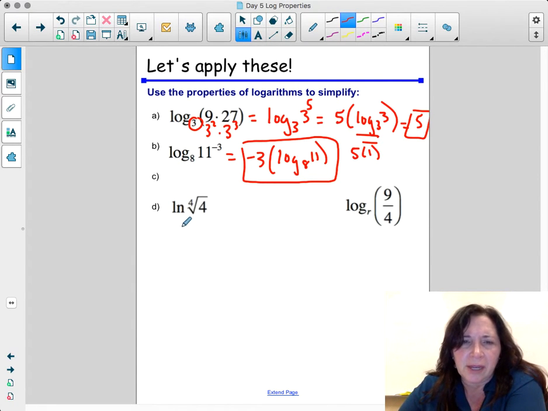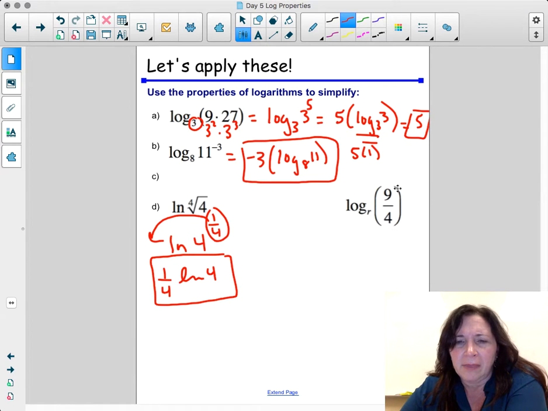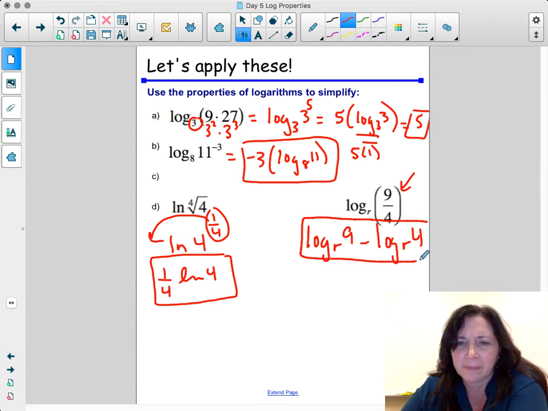So this one right here, rewriting that's ln, natural log, of 4 to the 1/4 power. Well, remember, this right here, we're going to move that out front. So we have 1/4 ln of 4, and then we're done. And this one right here is a division one, so we're going to use the division property. So that's going to be log base r of 9 minus log base r of 4, and that's what you get.